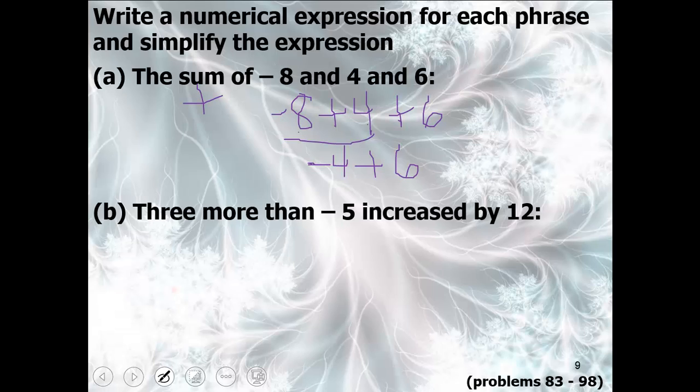All right. Again, I have different signs, so I take their difference. And I ask myself, what do I have the most of? Do I have more negatives or more positives? I have more positives. And there's your final answer. Simplified expression. All right. Hit pause, try B, and then come back and see if you got it right. All right, here we go.